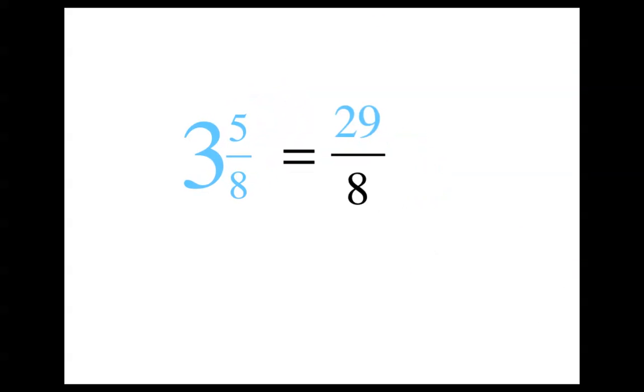So, what we're going to try to see here is that for any mixed number, you can write it as an improper fraction, and for any improper fraction, you can write that same number as a mixed number.